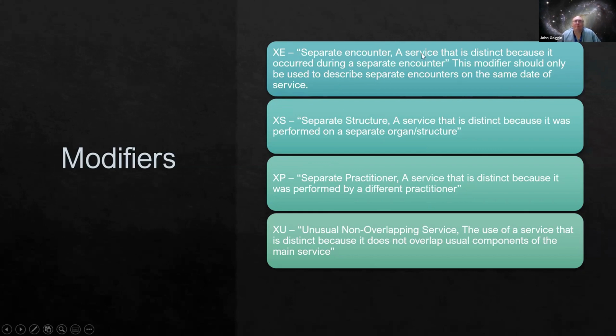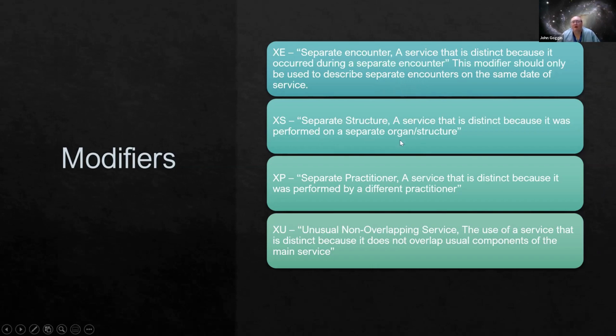So an XE is a separate encounter. So this would be patient came in and they had plantar fasciitis, and you gave them a heel injection and they went home, and later that afternoon they tripped in their yard and broke their fifth metatarsal. They come back to the office and you see them for that. That's a separate, completely separate encounter that occurred at a different time.